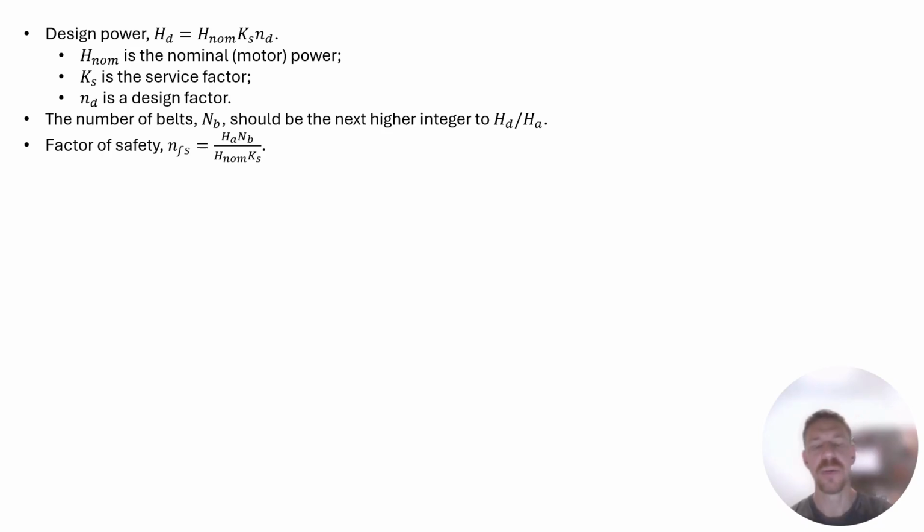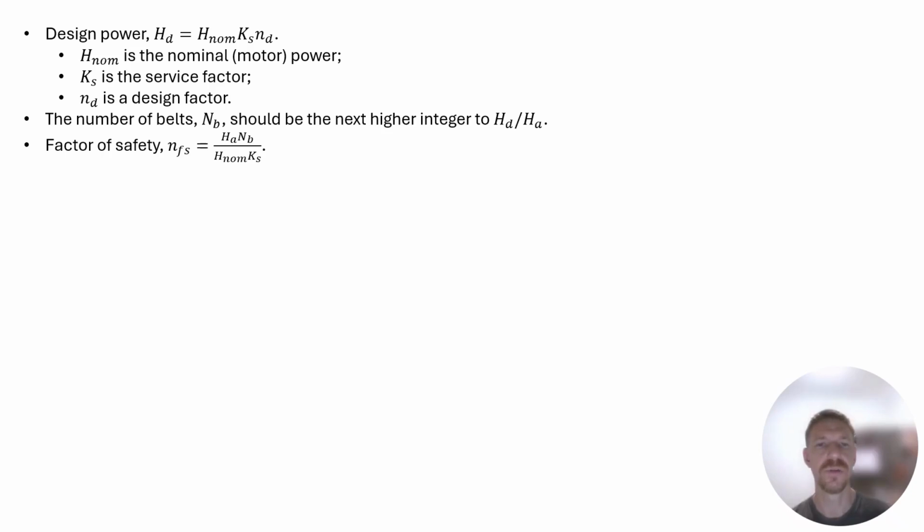Now we have the allowable power per belt, and we need to calculate the design power from the motor and a couple of different factors. So we start with design power H sub D equals H sub NOM, which is the nominal motor power, times K sub S, the service factor, and N sub D, and we've been given both of those. And the number of belts N sub B should be the next higher integer. Obviously, you cannot have half a belt.